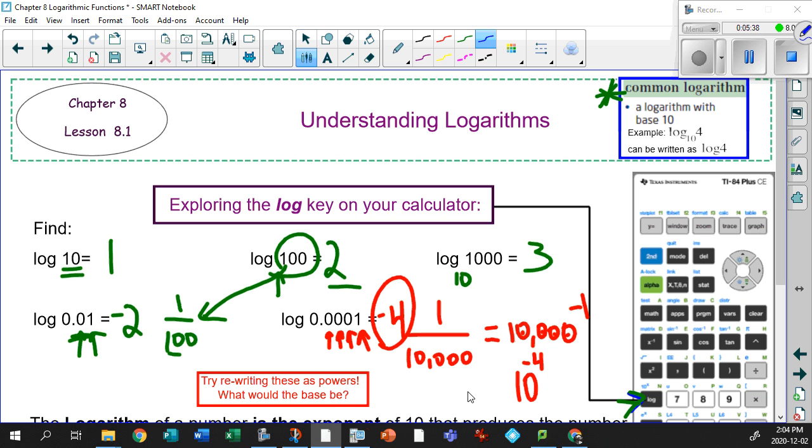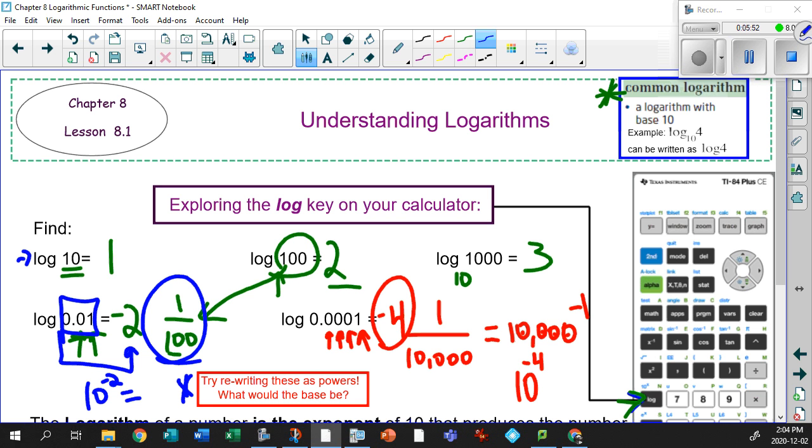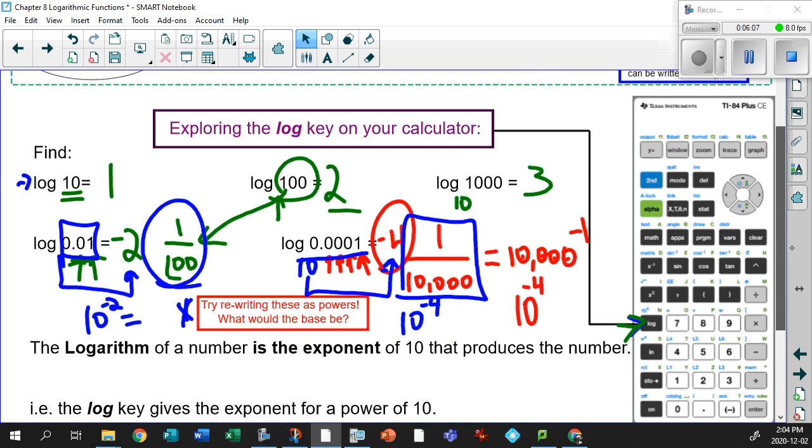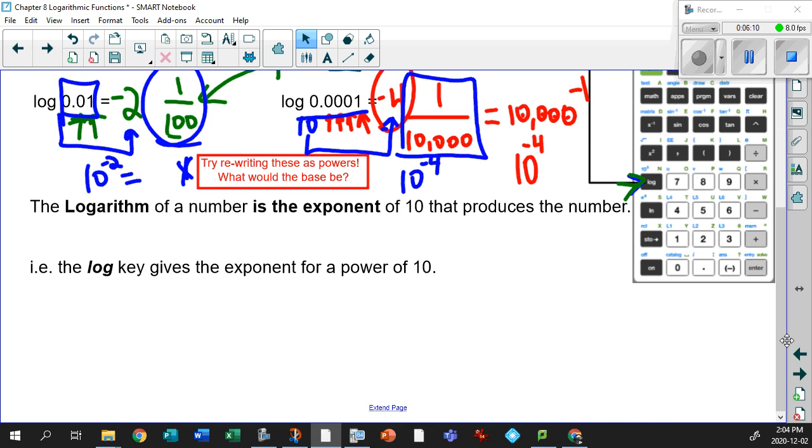Now, down here it says try rewriting these as a power, and that's what we did already with this section. But let's see if we can do this to this section. This is log base 10 to the power of negative 2, which you know is 1 over 100, which is, as a decimal, that. This would be log base 10 to the power of negative 4, which is 1/10,000th, which is that number there. Is that not cool? So a logarithm of a number is the exponent of 10 that produces that number. So the log key gives the exponent for a power of 10.